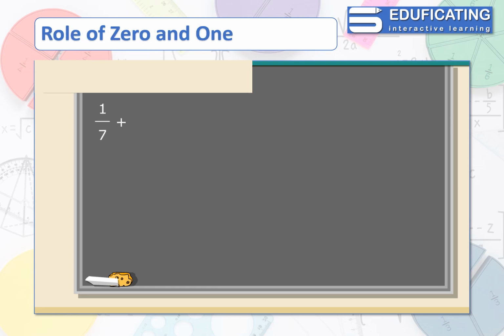Here we have added a 0 to a rational number. What did you notice? When we add 0 to a rational number, the sum is always again rational number. For this reason, 0 is called the additive identity of rational numbers.